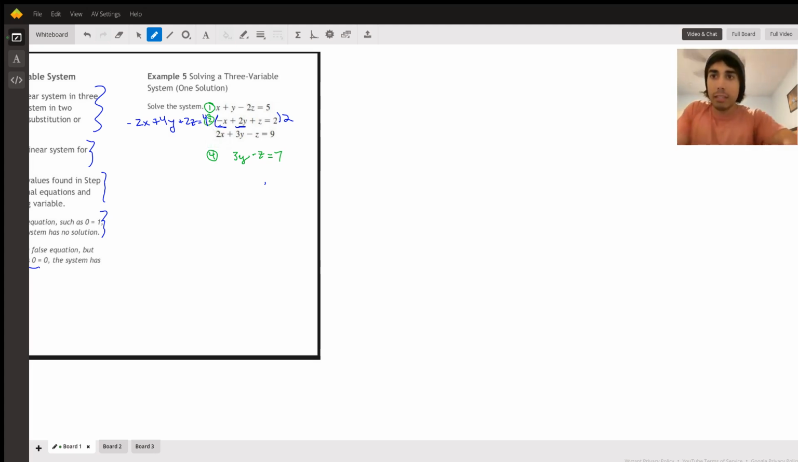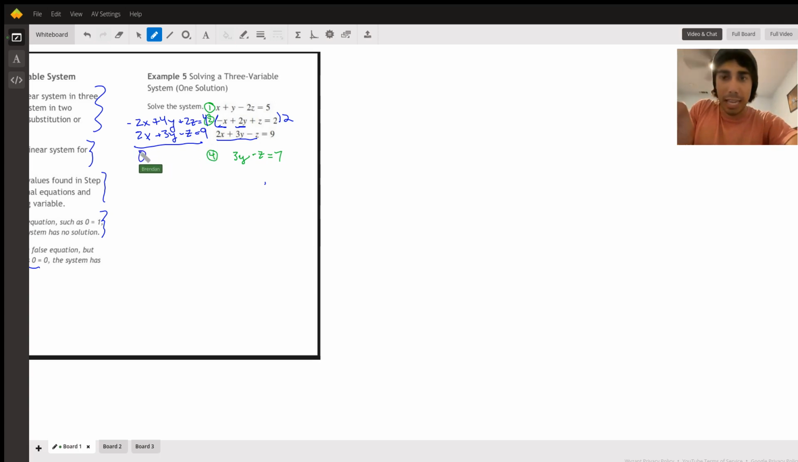All right, and then my equation 3, this guy down here, we're just keeping as he is because we don't need to change it, right? Because my negative 2x and my positive 2x are already going to eliminate each other just like we want. So I'm just going to rewrite equation number 3. 2x plus 3y minus z equals 9. Awesome. Now we can just add these equations together. And once again, we're going to eliminate the x's.